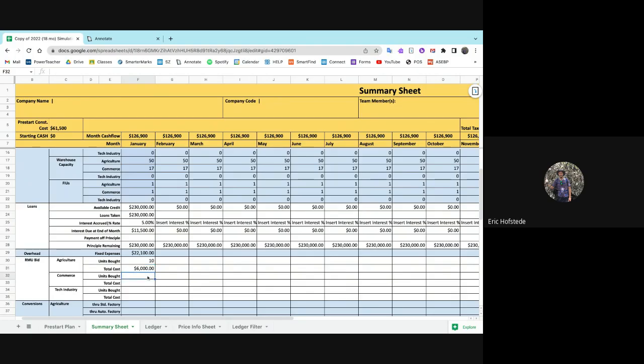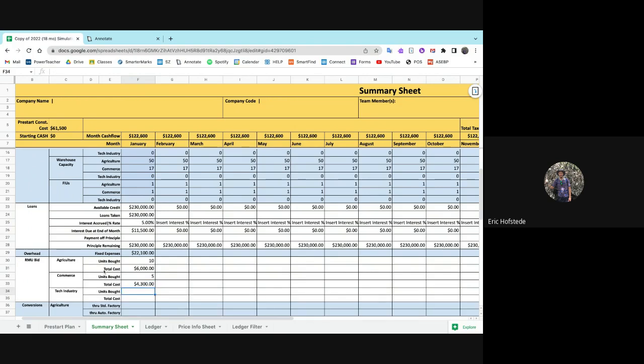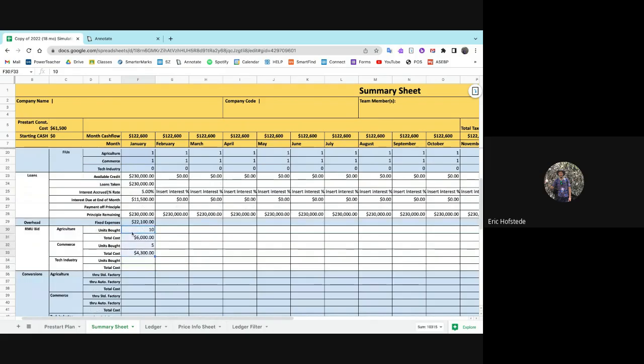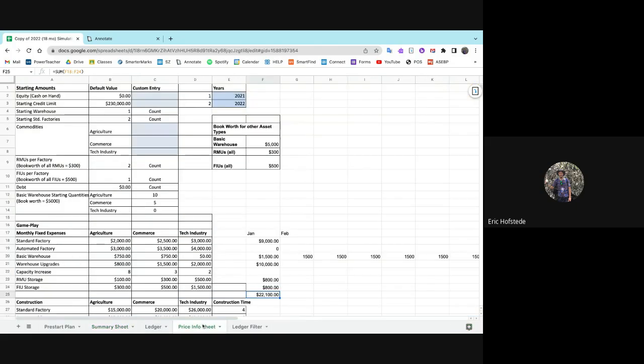All right, I bought some agriculture. I bought some commerce, let's say. Maybe it cost me 4,300. Next thing I need to do is record this information. And there's a little bit of a trick to your RMU bids and the ledger. So if you go to your price info sheet, it actually tells you that there's this book worth for all of our assets, including all RMUs, which are $300 a piece.